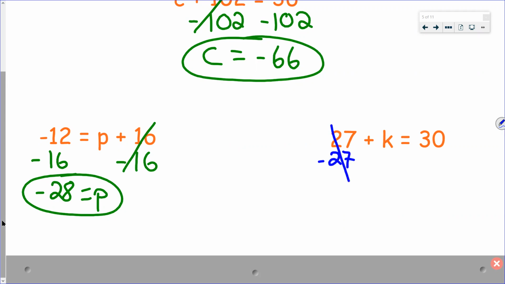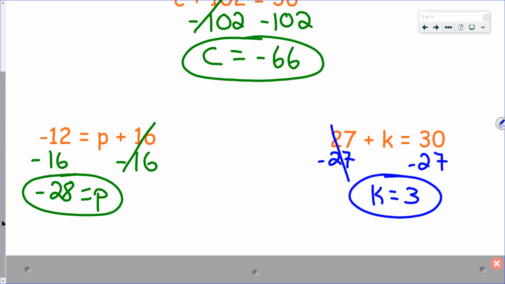We want to turn it into 0. And if I subtract 27 from the left, we have to subtract 27 from the right. And then you're left with k equals 3. And you can plug this back in to double check. 27 plus 3 will give us 30. Right? So this is using subtraction to solve, using the subtraction inverse property.